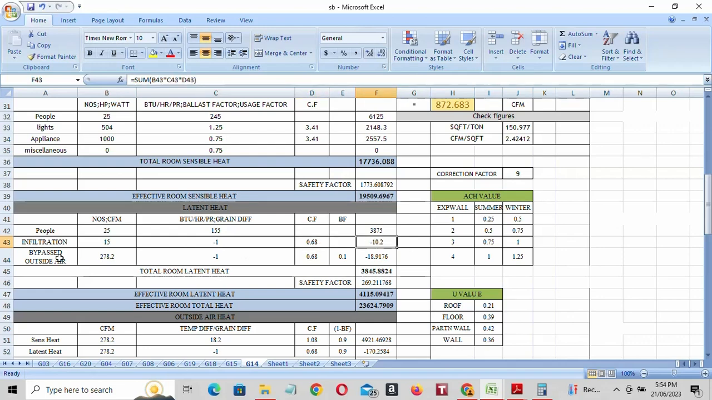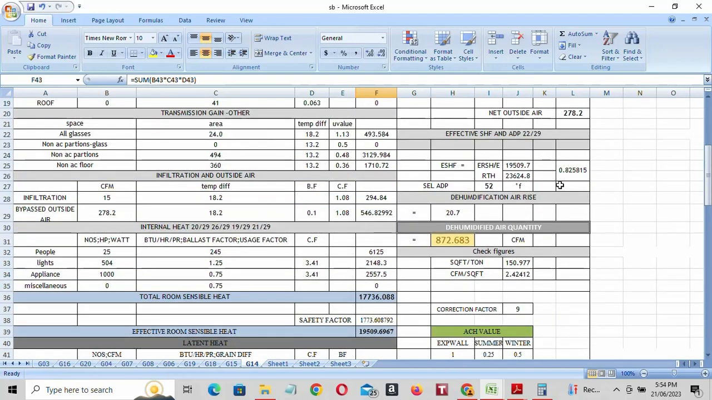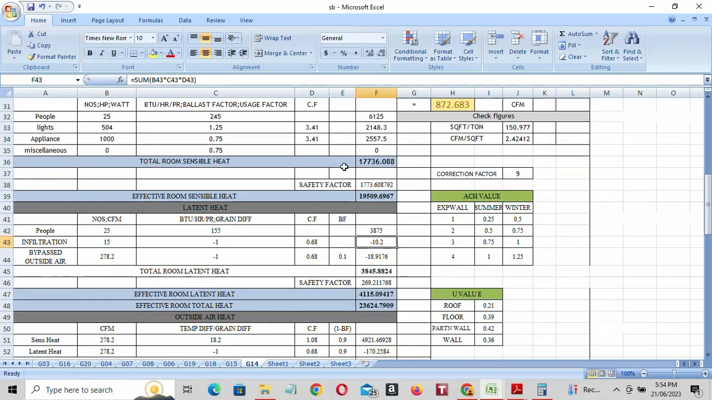And bypassed outside air, you will get automatically, 278.2 from here. Okay, net outside air. This also has humidity ratio difference -1, conversion factor 0.68, and balance factor 0.1. If you multiply, you get this value. So total room latent heat is 3845.8824. And you have to add the safety factor.